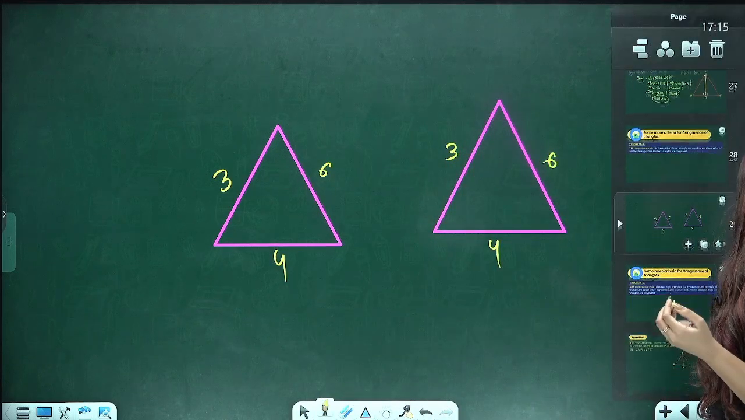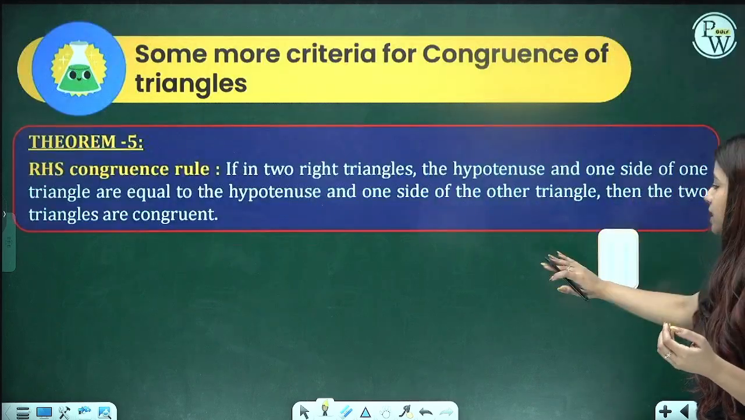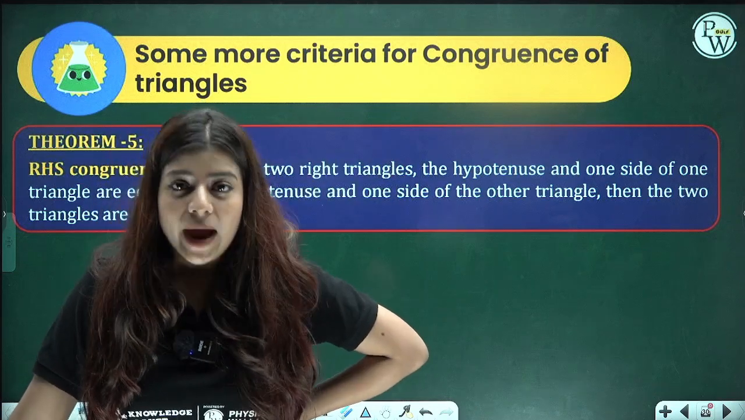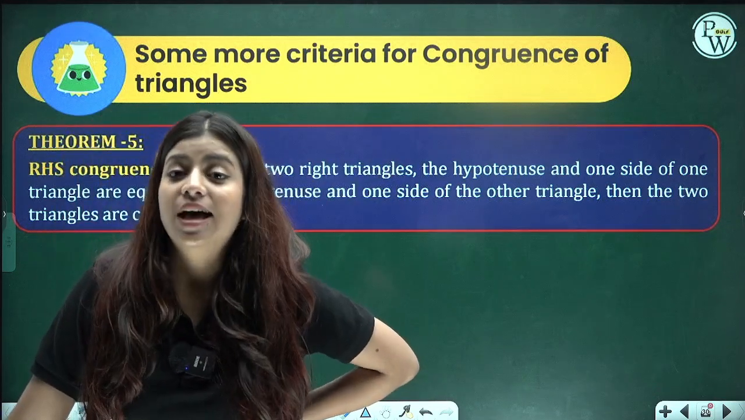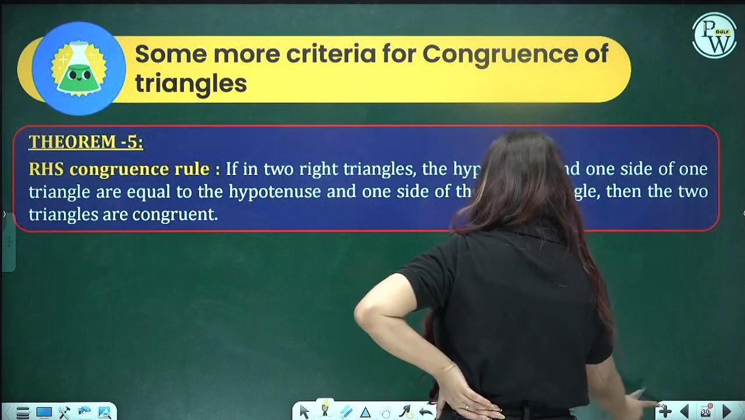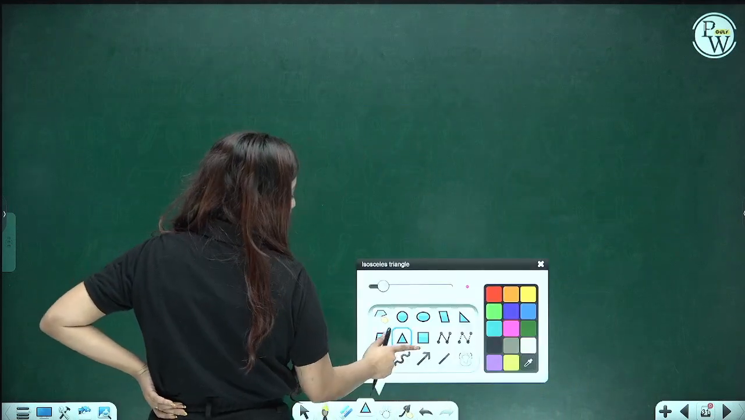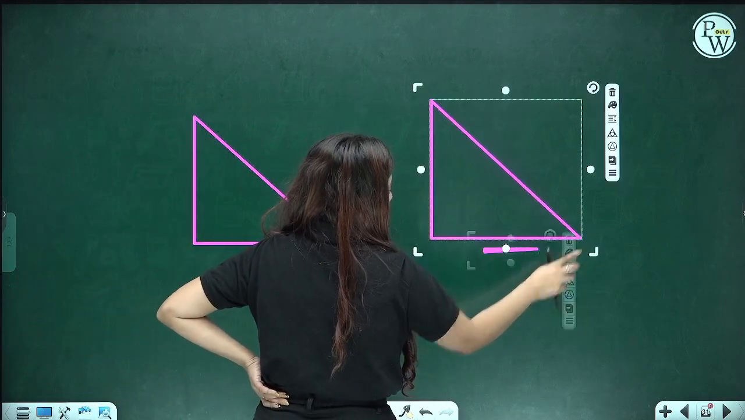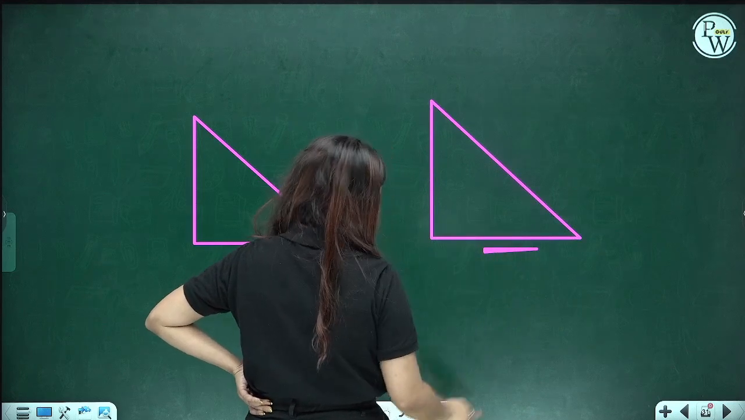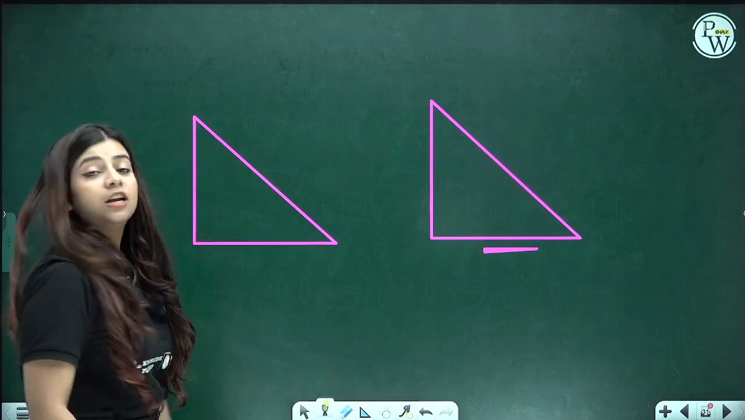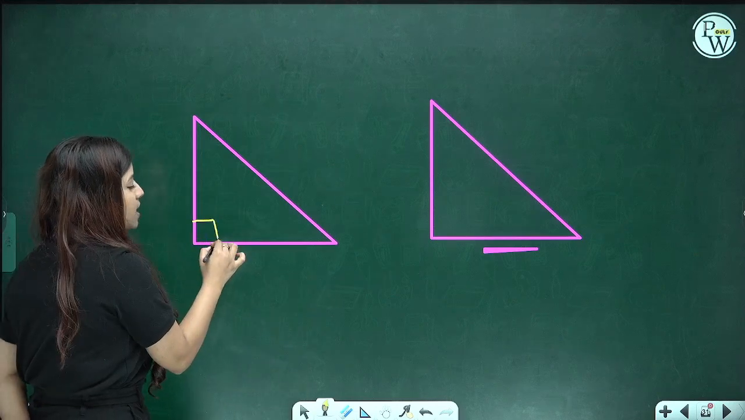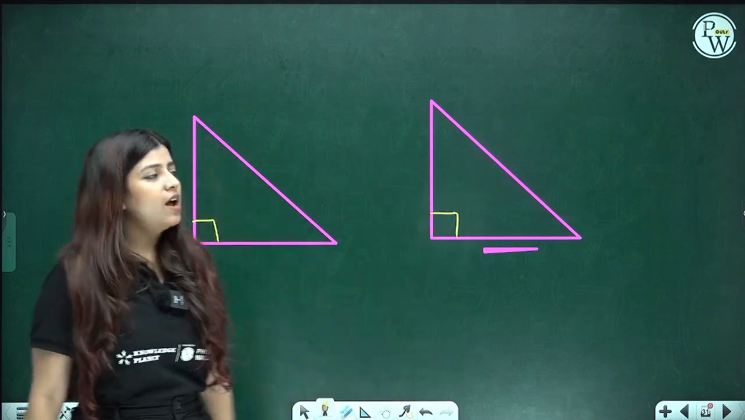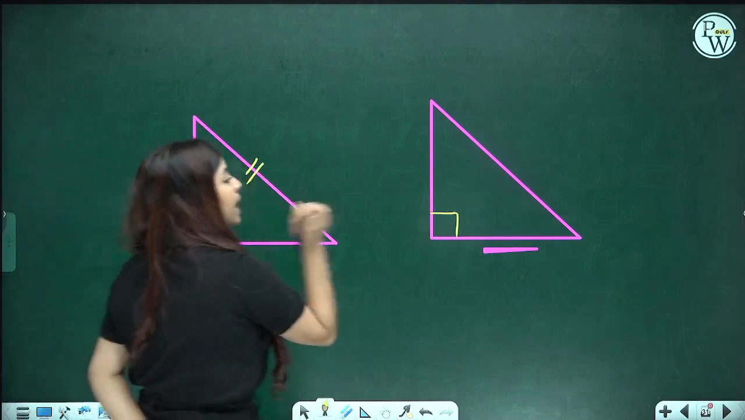Now, the next congruency criteria we have is RHS congruency, that is right angle, hypotenuse and side. This criteria is only and only applicable to right angled triangles. Now, what does it mean? Right angle of one triangle is equal to right angle of the other triangle. The hypotenuse is the mandatory side.